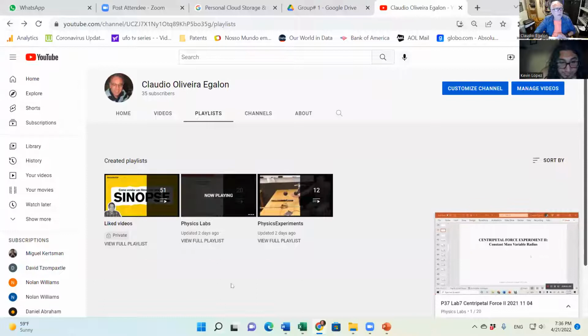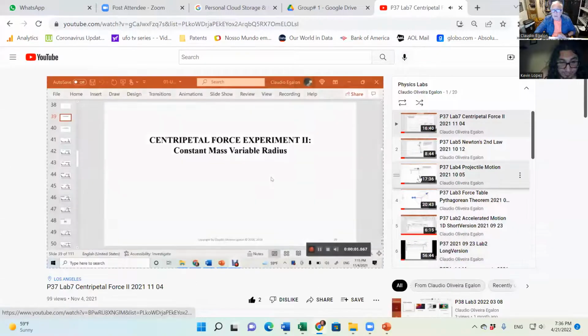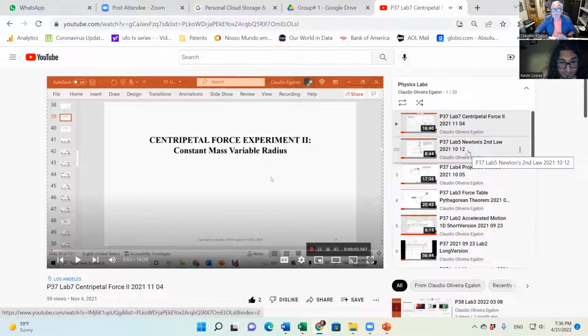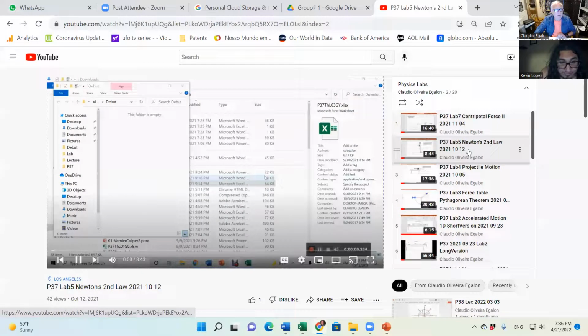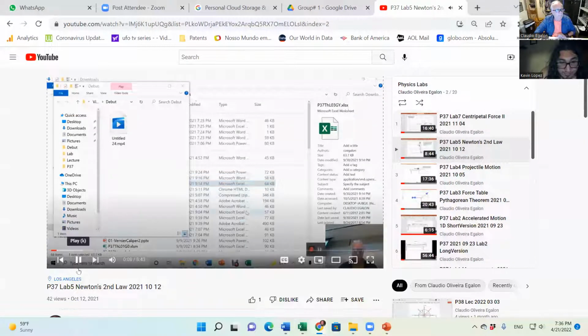Here you go. The link that I gave you is for this page. Ignore those two here. You've got to go to physics labs. Look for lab number 5, Newton's second law. That's the one here. Today is October 12, 2021. This is Tuesday's lab on the second law of motion. I was sharing a window here that I was not supposed to share.